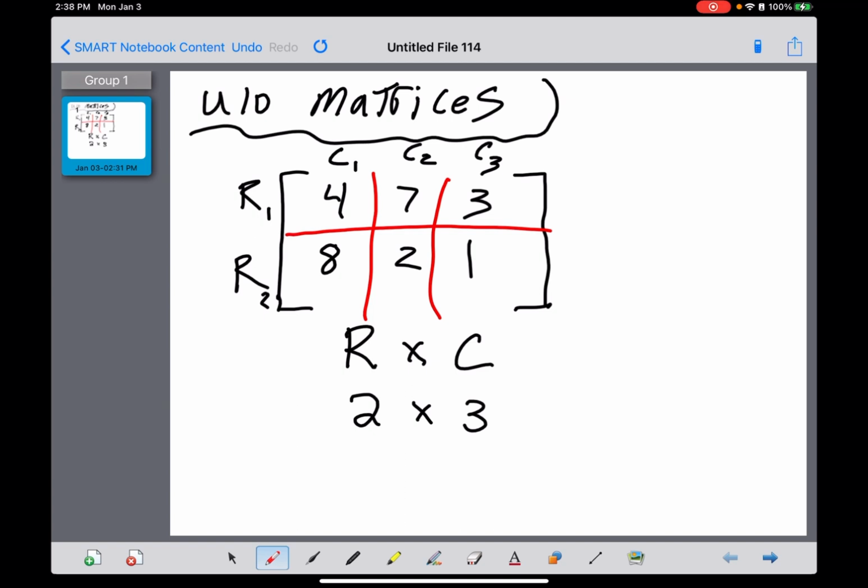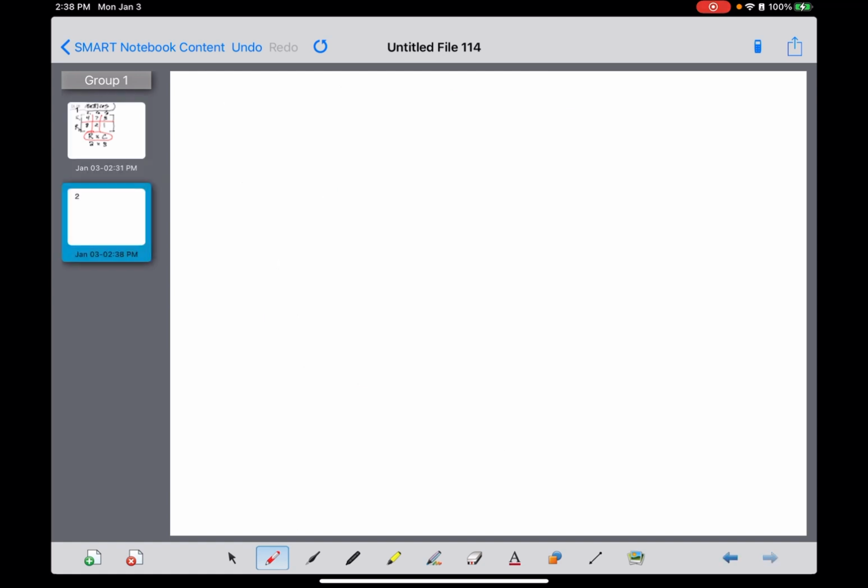But first of all, let's make sure that we're good with writing down the dimensions. Remember that it's always the number of rows by the number of columns. There are specific rules to adding, subtracting and multiplying that we have to follow, and certain things have to happen with their dimensions. So it's important that you're able to take any matrix and give me its dimensions.